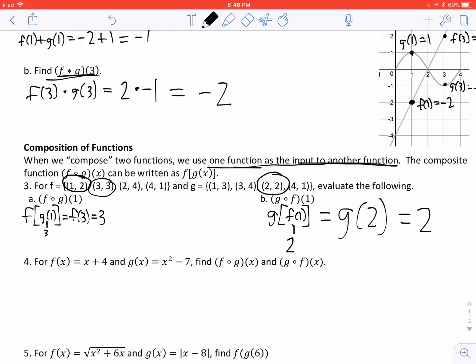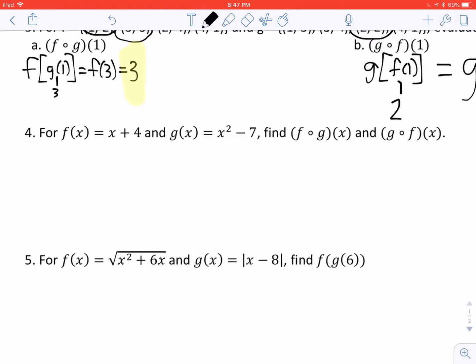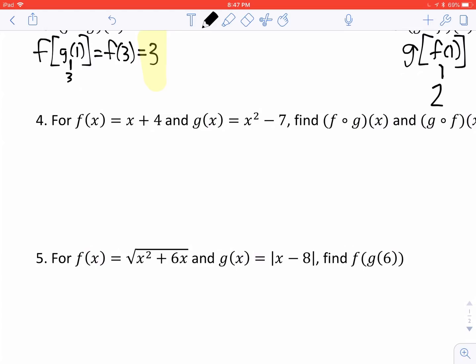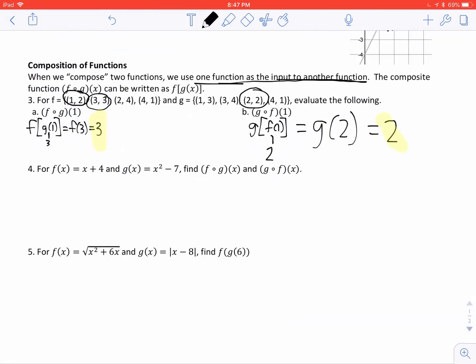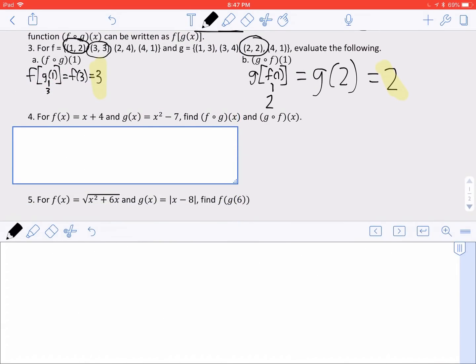So see how we got different answers for both of these. Composing functions isn't the same as multiplying them. Even though the notation looks similar, when composing, we're evaluating one function and then plugging that number into another function. So here we can do this also algebraically. For f of x equals x plus 4 and g of x equals x squared minus 7, we are going to find f of g of x and then g of f of x.